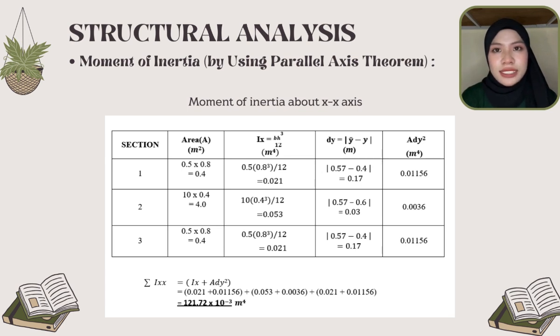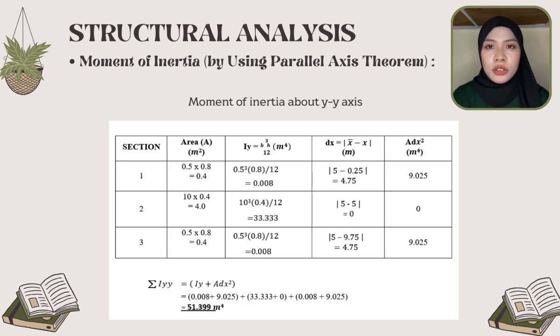This slide demonstrates the structure analysis of the bridge moment of inertia using the parallel axis theorem. The table shows the area, centroid distance, and individual moments of inertia for each section. By summing these values, we calculate the total moment of inertia about the x-axis as 121.72 times 10 power negative 3 cubic meter. This calculation is crucial for understanding how the bridge resists bending and ensures structure stability.